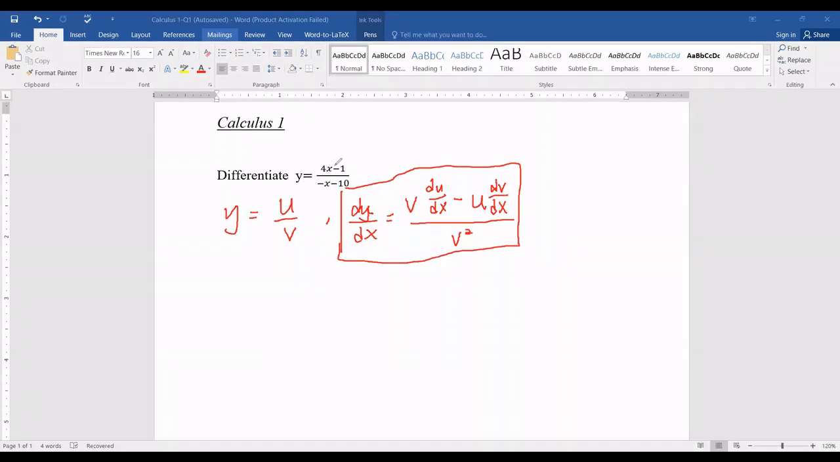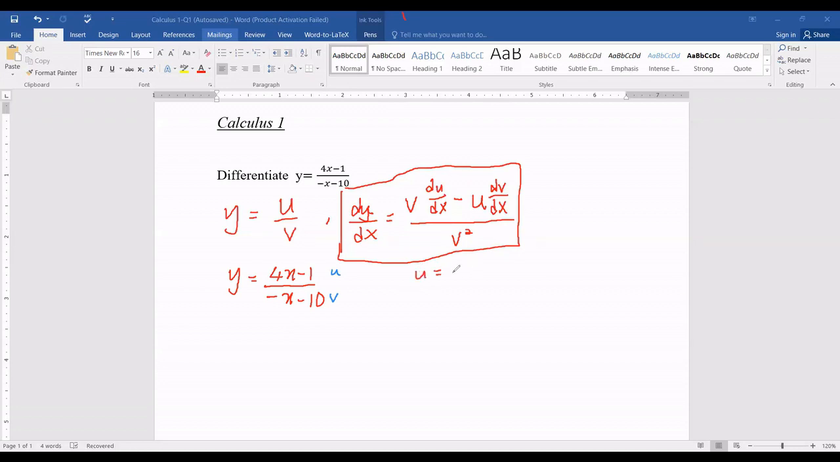In order to differentiate the first order derivative of this function, it is as follows: y equals 4x minus 1 over minus x minus 10. As we know, the top is u and the bottom is v. So therefore, we're using the same approach. You plug those values into the formula.